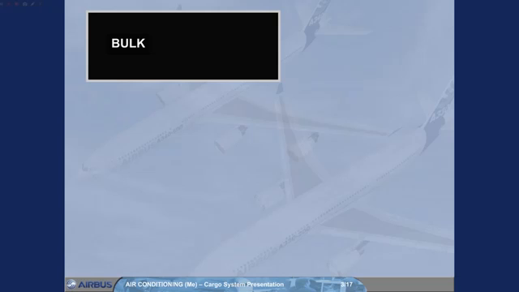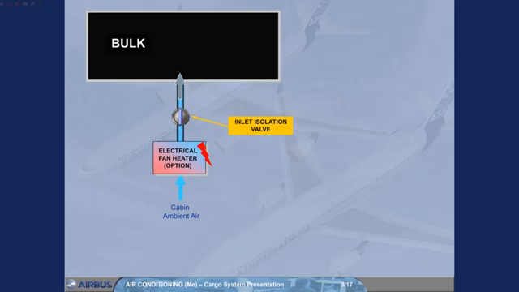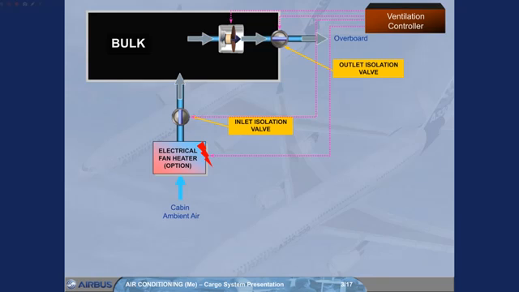Let's start with the bulk cargo compartment. On the long range, the cabin ambient air enters into the bulk cargo compartment via an inlet isolation valve. This air, which can be optionally heated by an electrical fan heater, is then extracted by a fan and via an outlet isolation valve is sent overboard through the aft outflow valve. The ventilation controller controls the valves and the fans. Note: if installed, compartment heating is not available when the bulk cargo door is open.